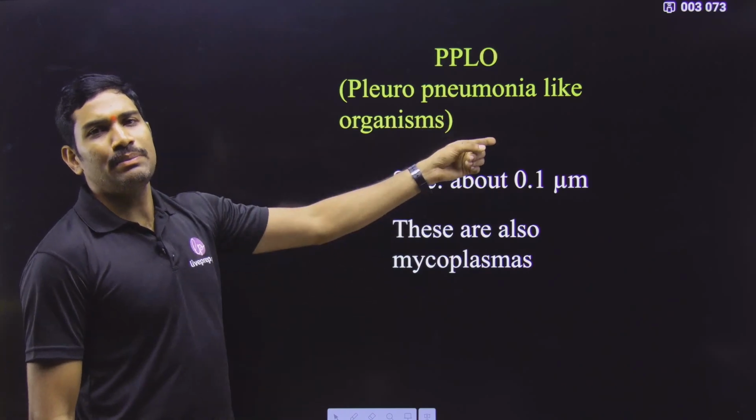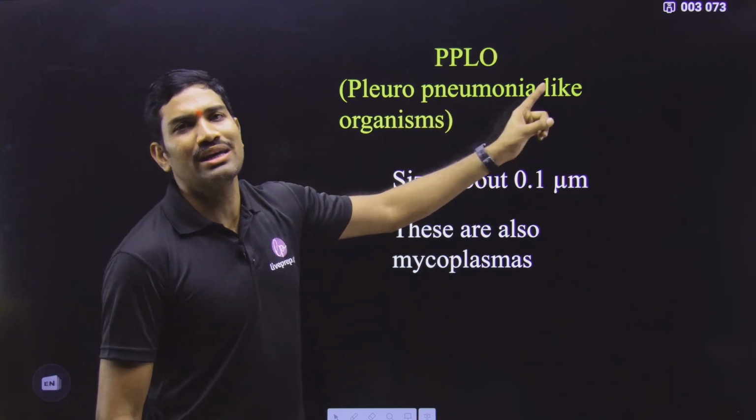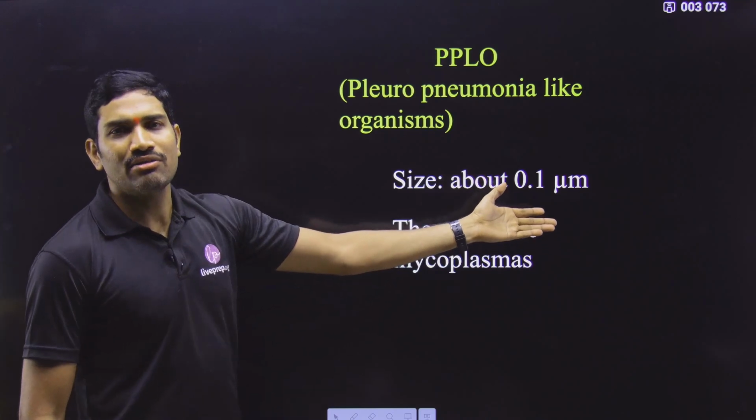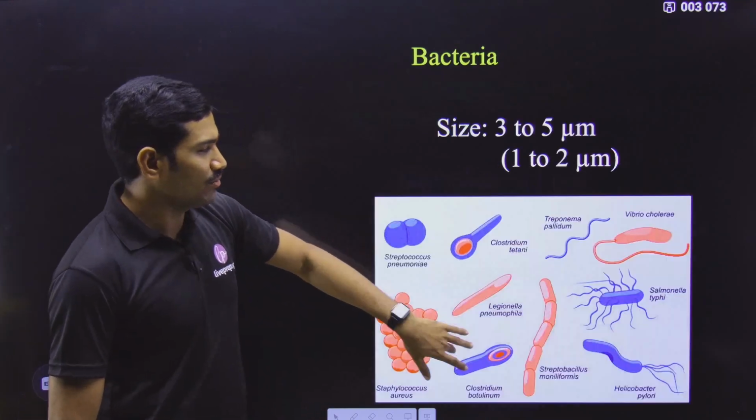Next one, PPLO. They are called pleuropneumonia-like organisms. So they are also a type of mycoplasmas, and their average size is specifically 0.1 micrometer.